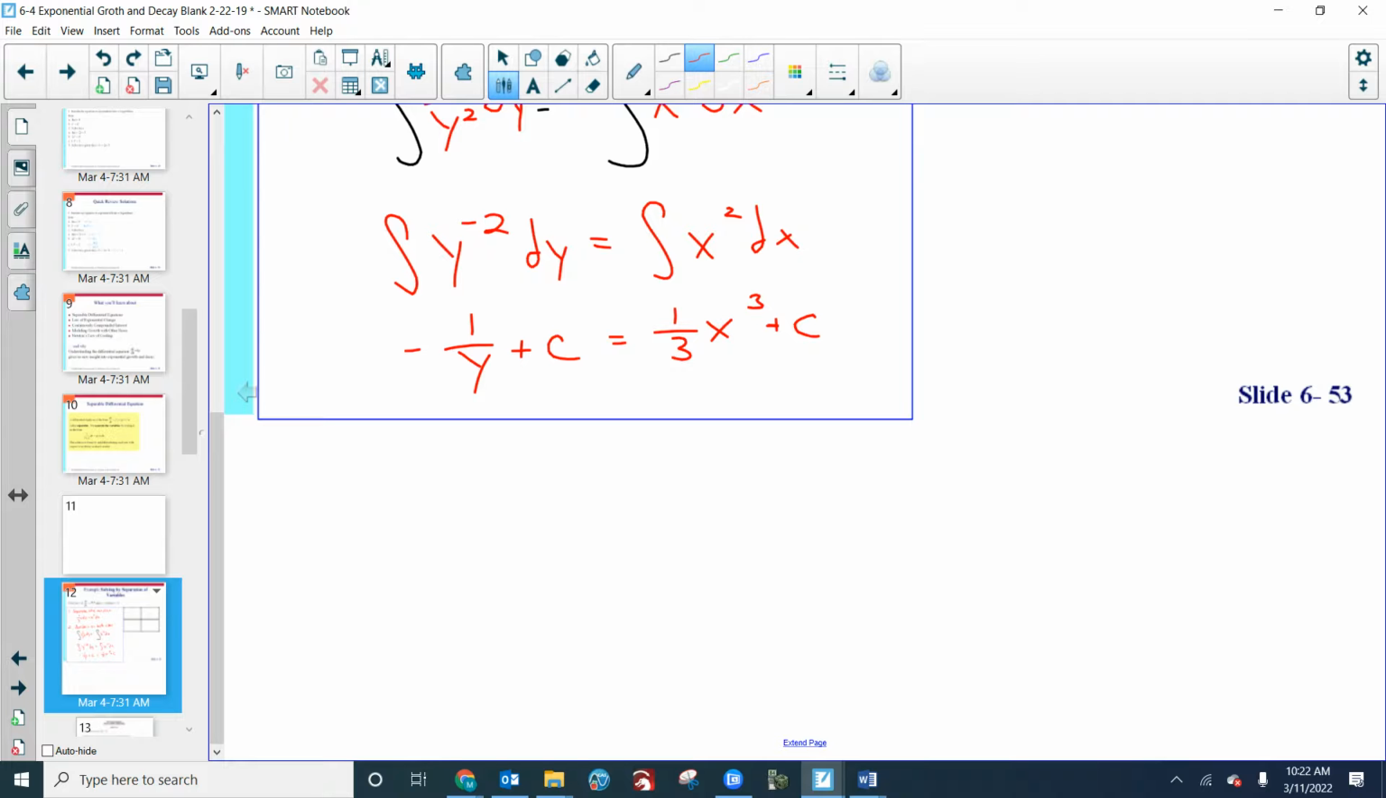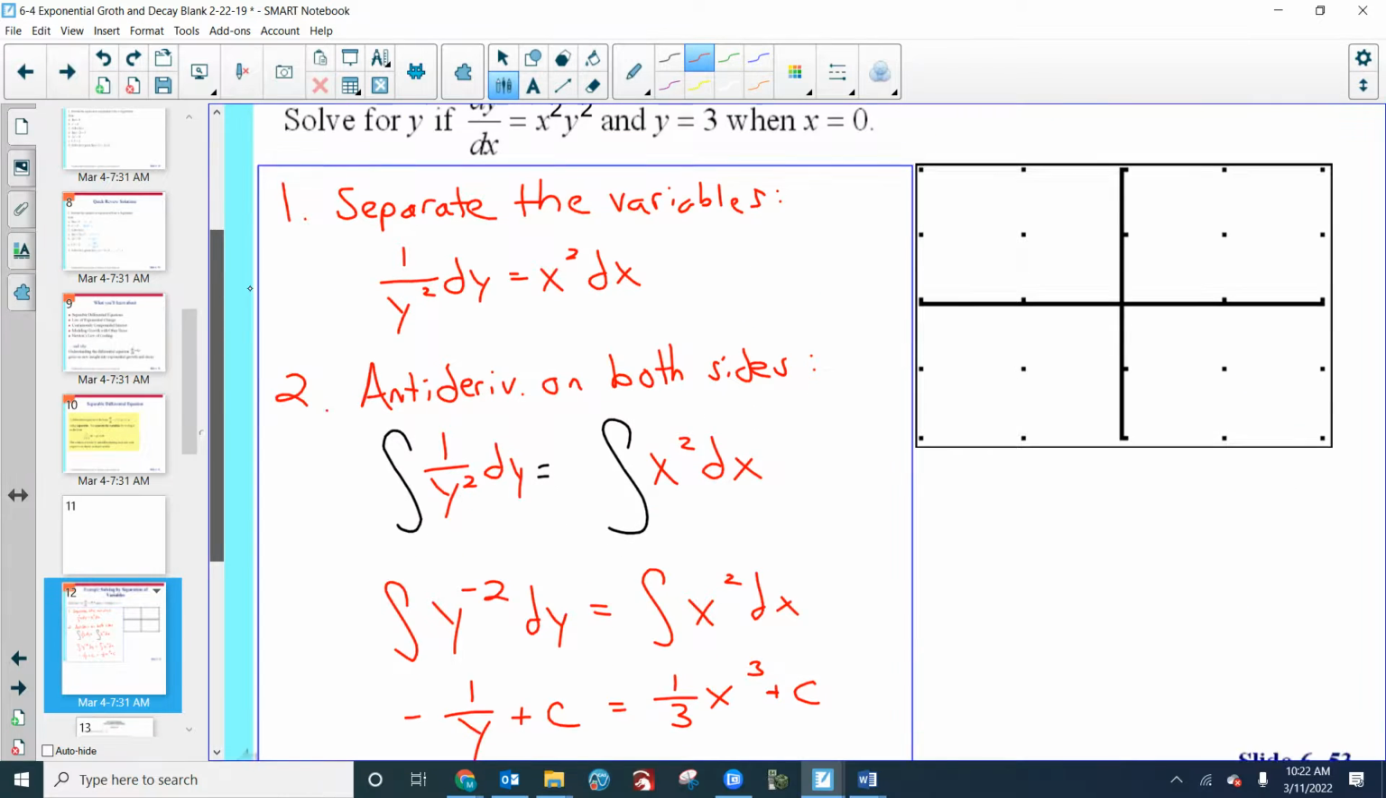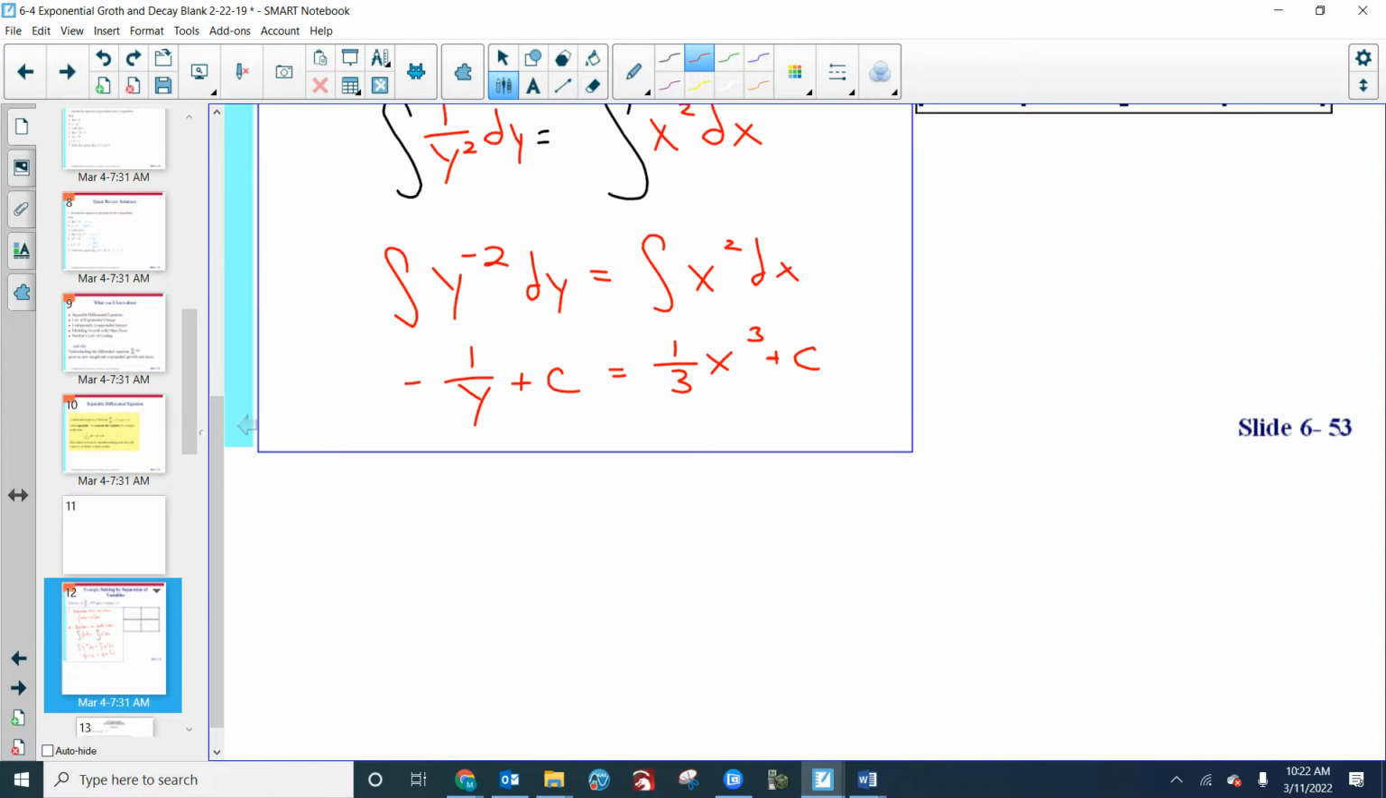Now, what are we trying to solve for? Solve for y. How can we solve for y? Well, get y by itself, but don't we need to know what c is? And we can find c because we were told a point, x equals 0, y equals 3. Now, wait a minute. Let's pause on that for just a second. Here's what I'm going to allow you to do.